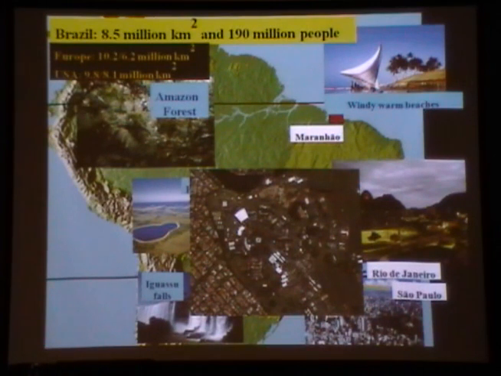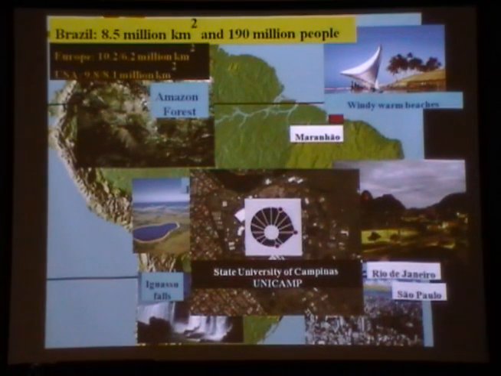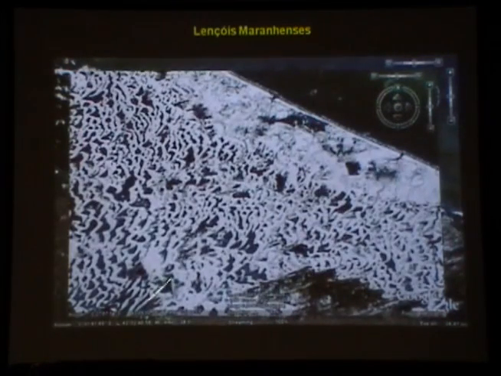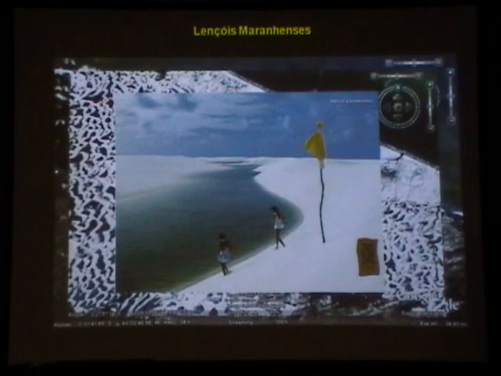And this is the organization of the university, and their logo as well. And if you look at that side there, you're going to see with Google Earth something like 7 kilometers of something that looks like sand. And if you come close, you can see sand, and you can see some blue stuff here. And then if you go closer and closer, you can see sweet water, swimming pools, in this place called Lençóis Maranhenses. Maranhão is a state, and Lençóis is a bed sheet.